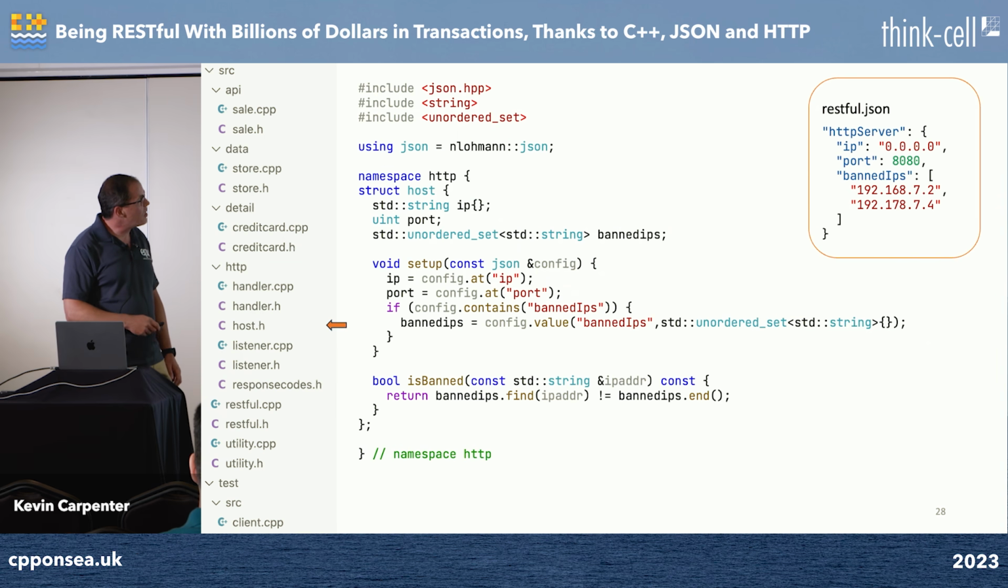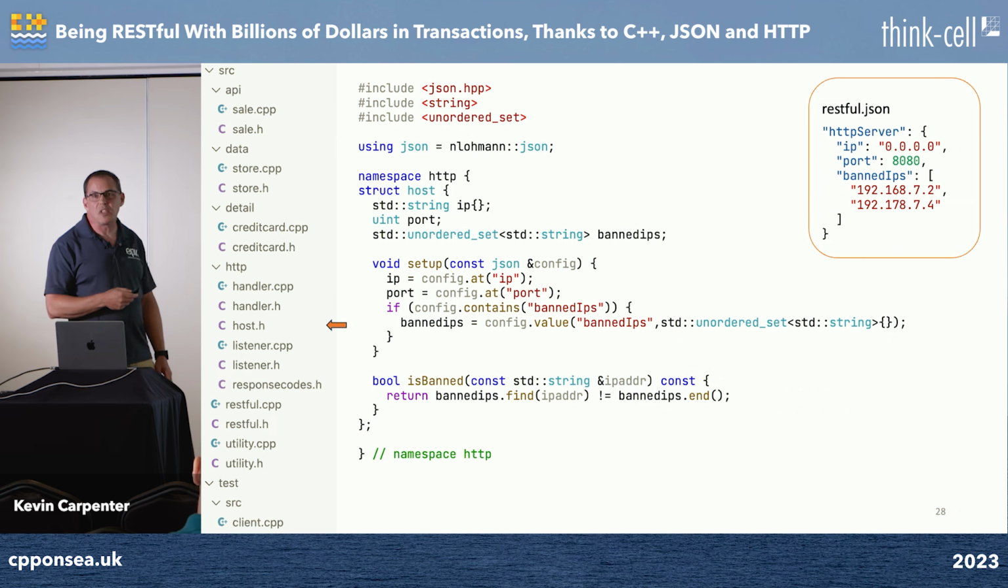Okay, so looking at the host structure here, you can see that we're pulling in the nlohmann as a using. Simple struct, we have this setup function in there and the isBand. You'll notice the unordered set for ban IPs. Sometimes I'm using an example of ban IPs here, but this isn't a configuration. So you might configure to ban certain IPs.